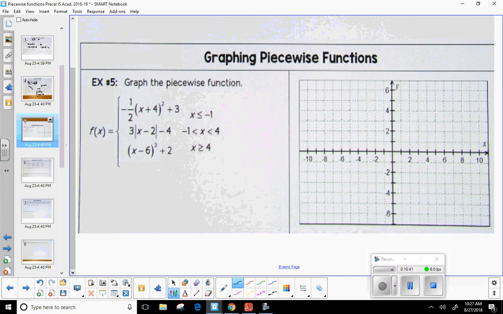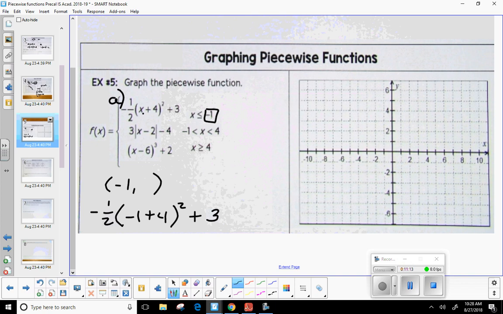So let's call this first one A, or you can call it 1, whatever you like, just so we can keep track of which ones we're looking at. Let's go ahead and plug -1 into this function. So when x is -1, what's the y value I get? -1/2 times (-1 plus 4) squared plus 3. Okay, so let's see, -1 plus 4 squared times -1/2.